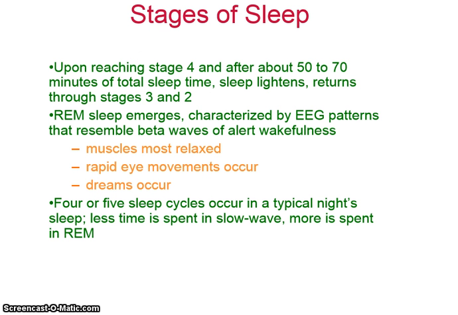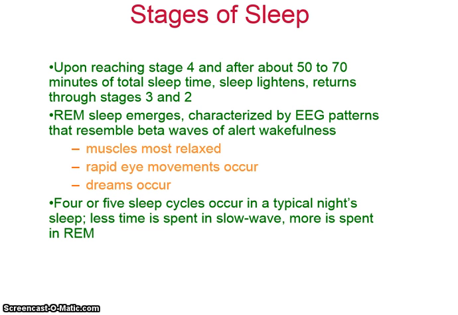So upon reaching stage 4, and after about 50 to 70 minutes of total sleep time, the sleep lightens and we return up through stages 3 and then stage 2. Then we enter REM sleep. It's important to remember that after stage 4, we go back up into the lighter stages, 3, 2. We do not go into stage 1 because remember that's the transition stage into sleep. So we go stage 1, 2, 3, 4, back up to stage 3, 2, then we bounce into REM sleep.